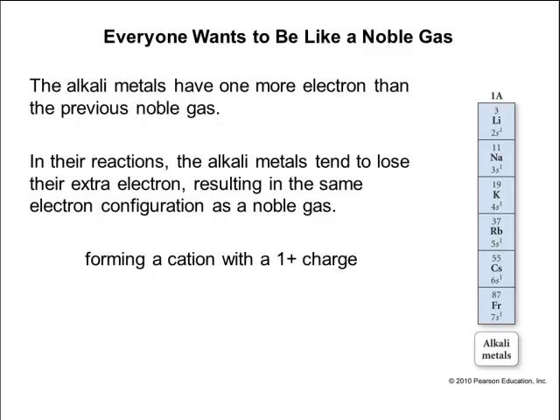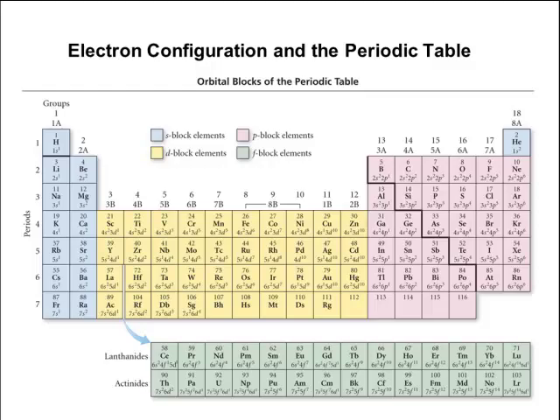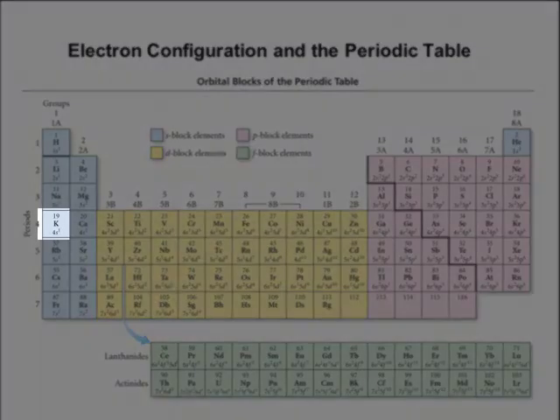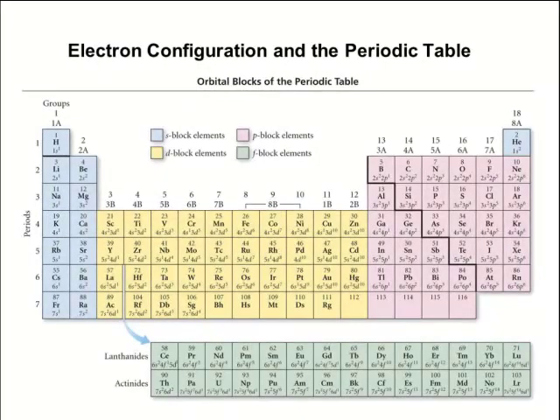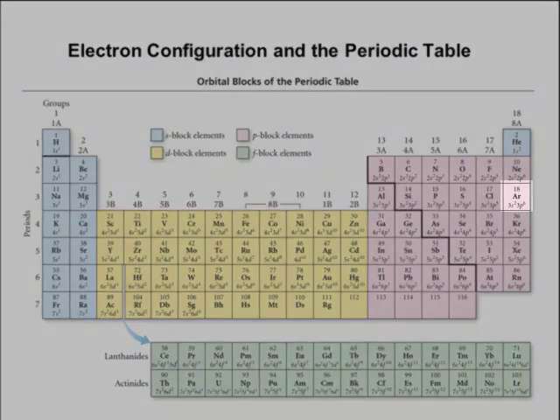Atoms and ions with the same number of electrons are going to be called isoelectronic. They basically have the same electron configuration. So if I look at my periodic table again, let's say I have potassium. Potassium's in group 1. If it loses 1 electron, what's its electron configuration going to be? Well, it's going to be the same as argon.